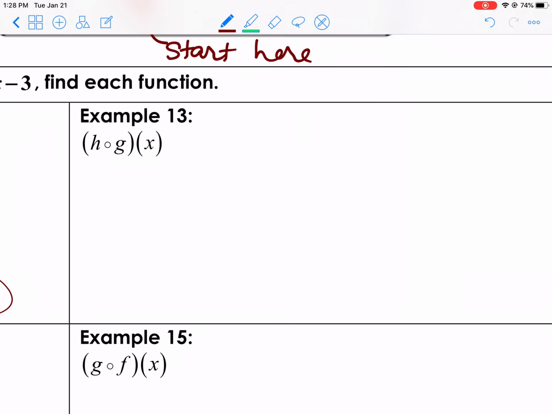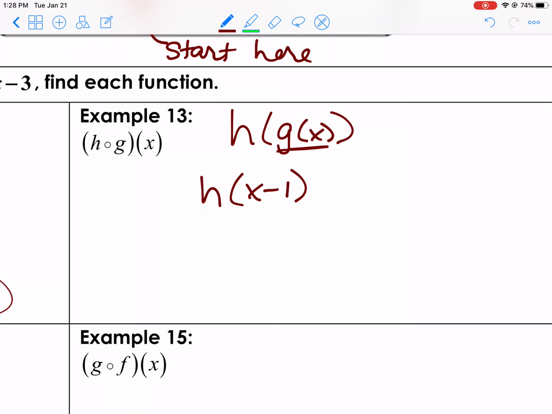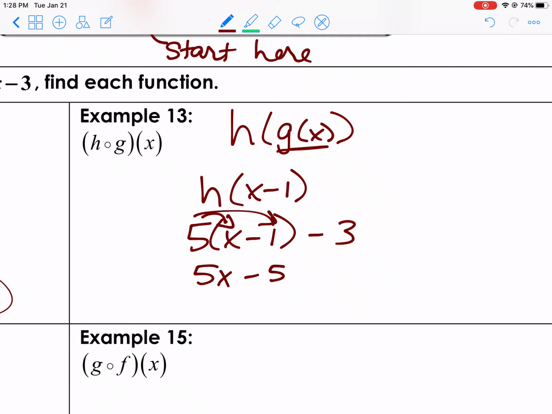Let's try 13. H of g of x. Start with g of x. That is x minus 1. Now our h function, 5x minus 3, we're going to replace the x in that function with our expression x minus 1. So that looks like 5 times that, there's our x replacement, minus 3. Let's distribute and solve. 5x minus 5 minus 3. So we get 5x minus 8.